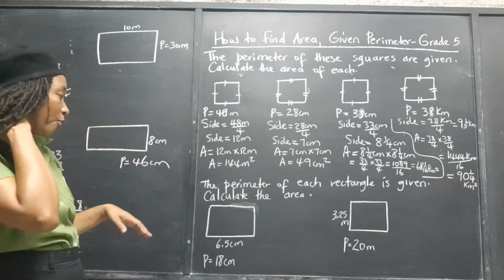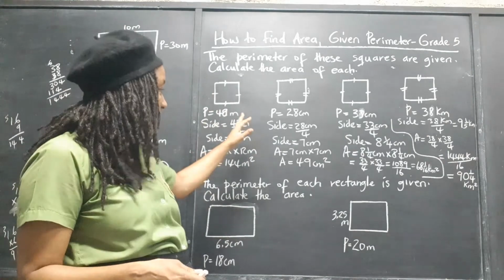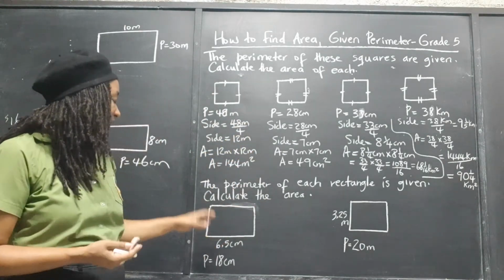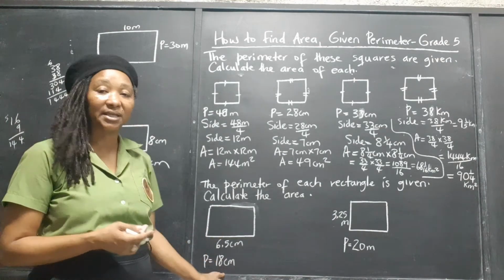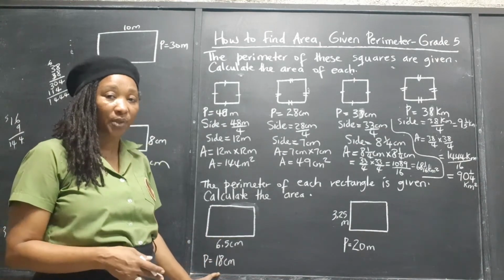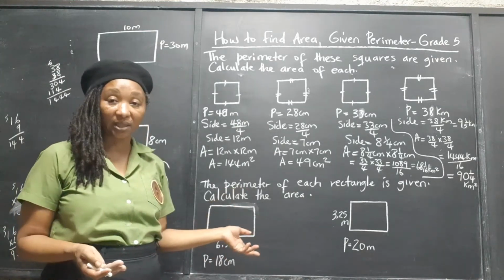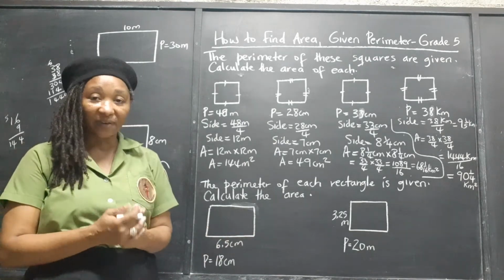Alright, so now we're given rectangles. Squares are rectangles, but they are special rectangles where the sides are the same. In these rectangles, the length and the width are different. We are told the perimeter and we want to find the area. So first, if we're given the length, we need to find the width. If we're given the width, we need to find the length, and then we can find the area.